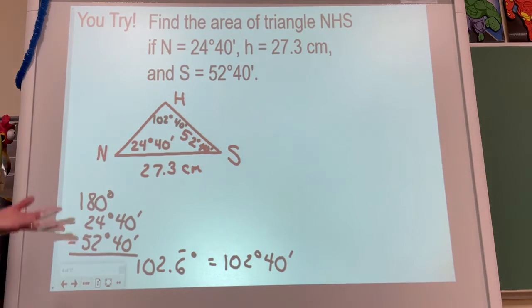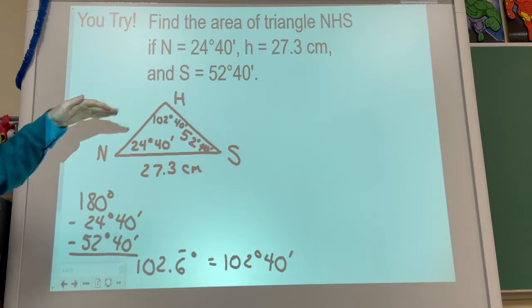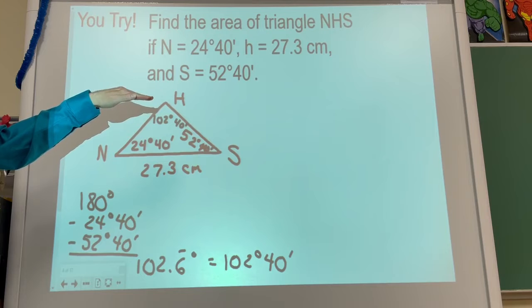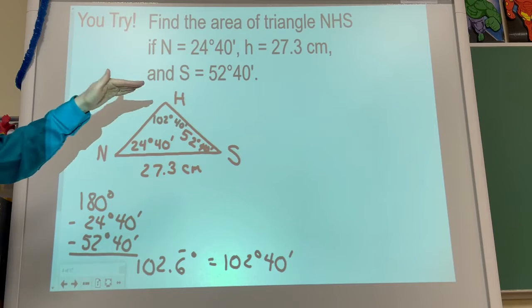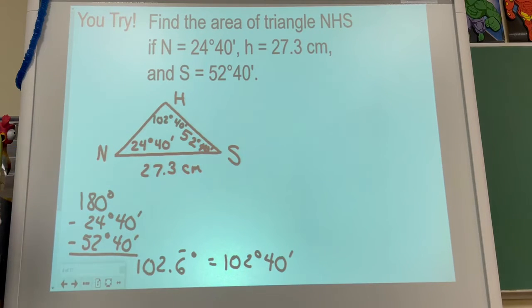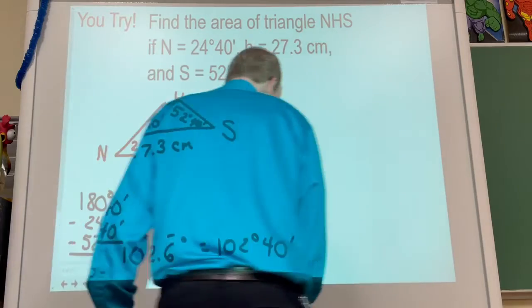All right, so I've got my 3 angles, but I still don't have a side. We need law of sines. I can do the sine of this angle with this side, I can do the sine of this angle with this side, and then I'll have 2 sides. I can use my formula, area is one half side, side, sine of included angle. So let's try that.